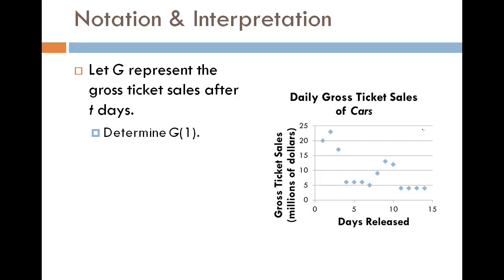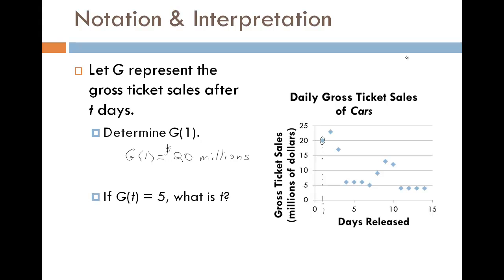So looking at our graph, there's 1 day. So if we look at what the y value is, it's right there, which corresponds to a y value of 20, or roughly 20. So G of 1 equals 20. Now remember what the y values represent. G is the gross ticket sales in millions of dollars, so this is actually in millions of dollars. So on the first day they made $20 million.